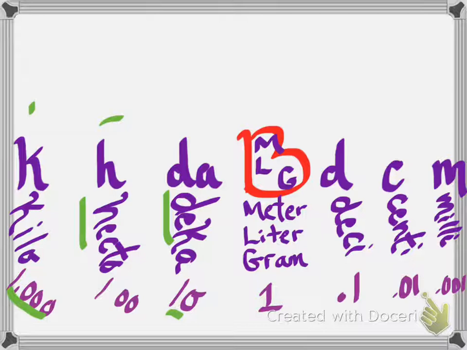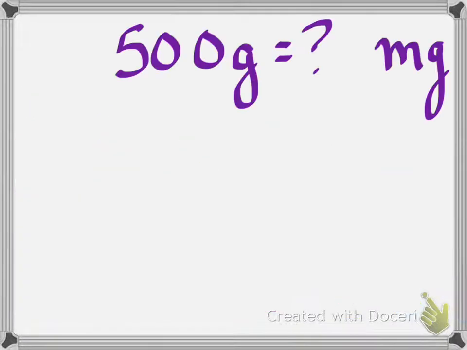And B, remember, oh my goodness, this is so important because so many times children forget about this. The B doesn't stand for B. It stands for meters, liters, and grams. Okay? The single D stands for deci, which is 1/10 of a whole. The C stands for centi, which is 1/100th of a whole. And the M stands for milli, which is 1/1000th of a whole.